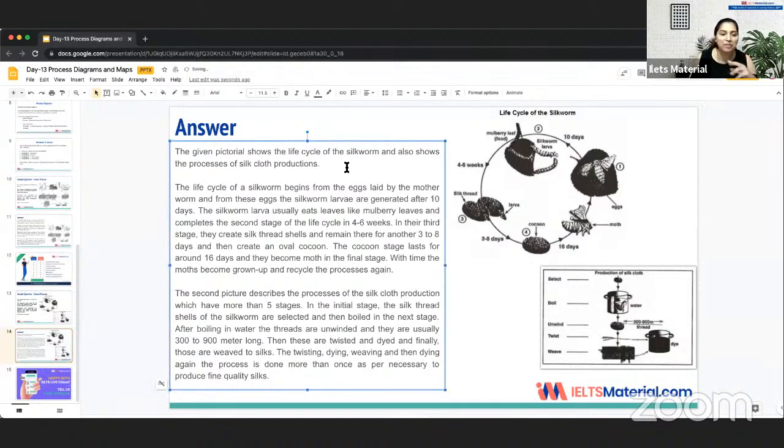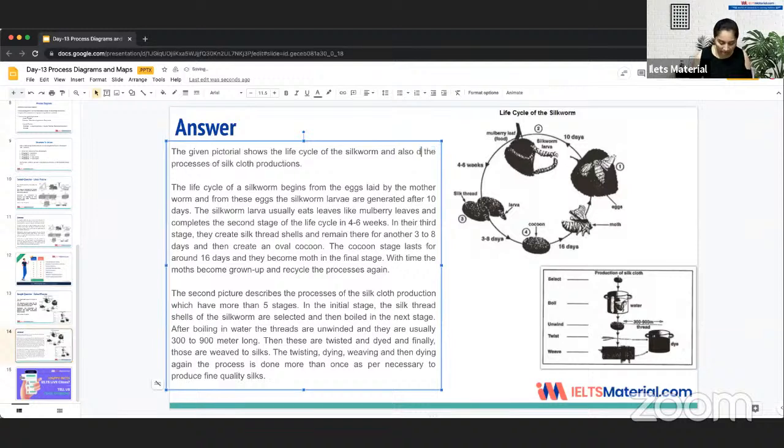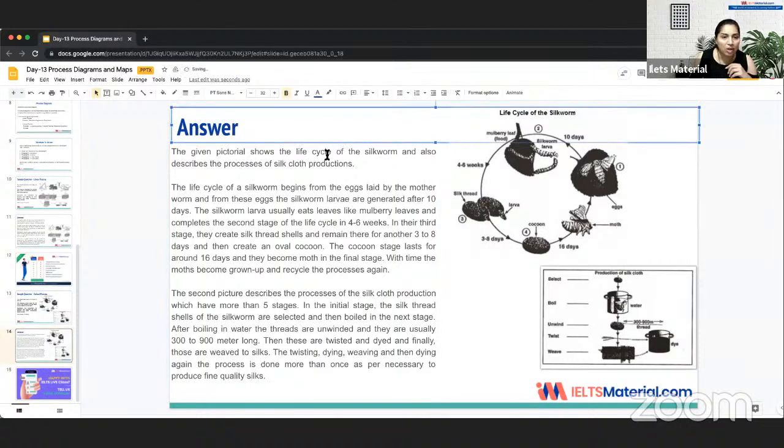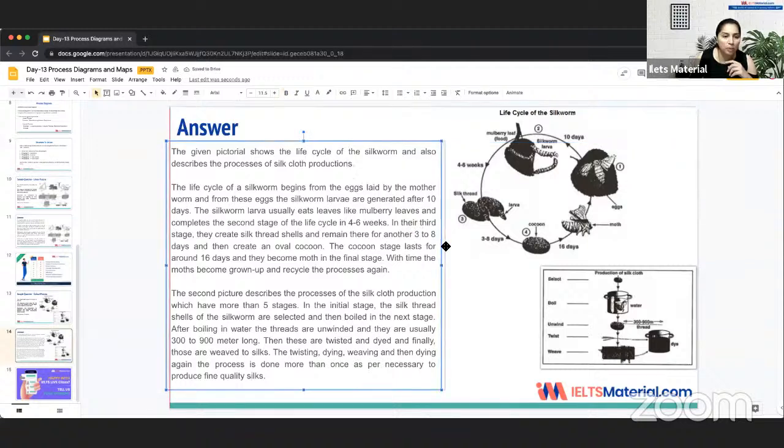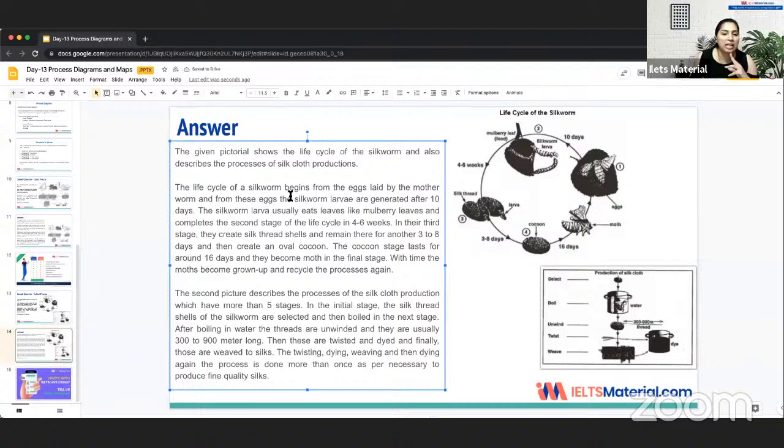The given pictorial shows the life cycle of the silkworm and also describes the process of silk cloth production. The life cycle of the silkworm begins from the eggs laid by the mother. So this is the first process, the eggs laid by the mother worm, and then they are converted into silkworm larvae. After 10 days, this is the second stage. The eggs turn into silkworm larvae after 10 days.